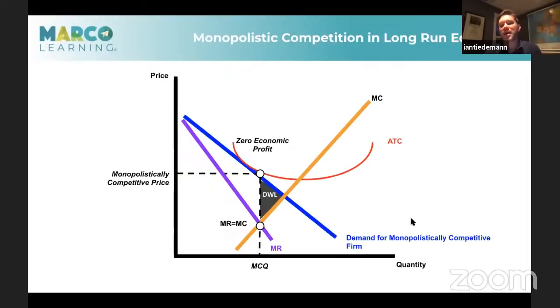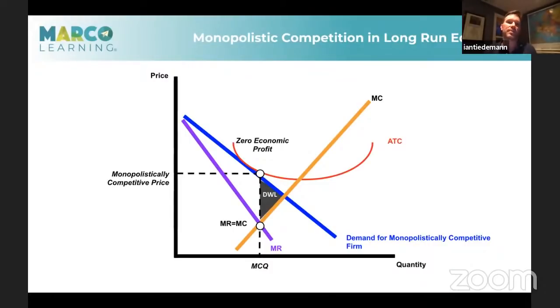All right, monopolistic competition in the long run equilibrium. And I think, John, this is my final graph. This is kind of like the merger of monopoly and perfect competition. It has features of both. MR equals MC, yes, they follow the golden rule, and then they price up to the demand curve, which happens to, in the long run equilibrium, meet the average total cost curve. Therefore, they earn zero economic profit.